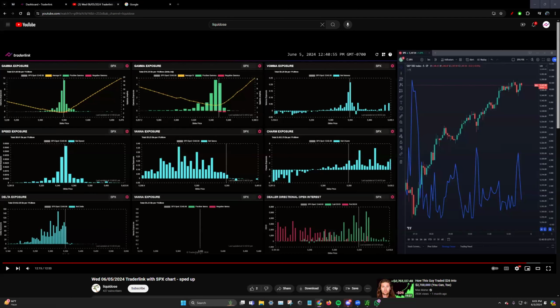With Vanna flip being on top, does that also act like a magnet like ABS? Not so much as a magnet, but it can. I wouldn't put too much weight into that. I would use it as a secondary, right? If the Vanna flip is above you, then you're likely going to continue to push up.